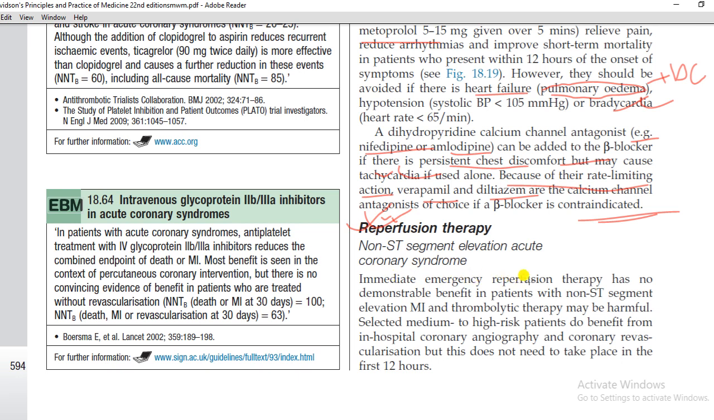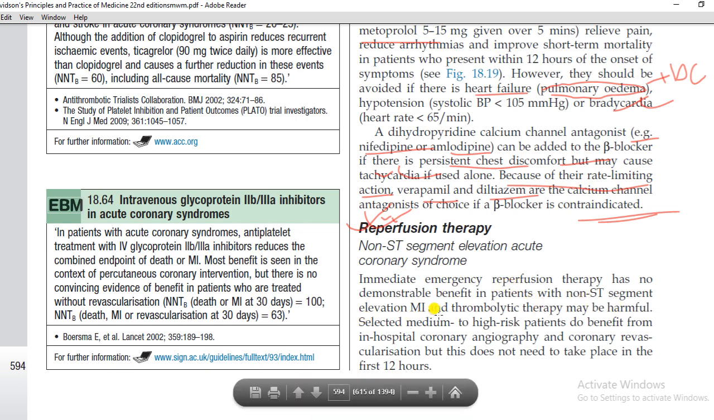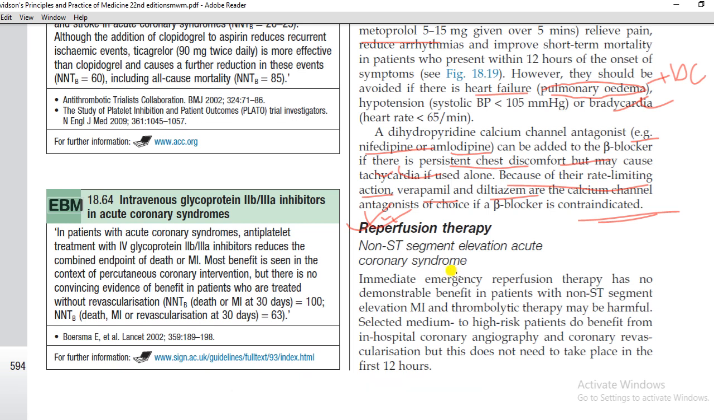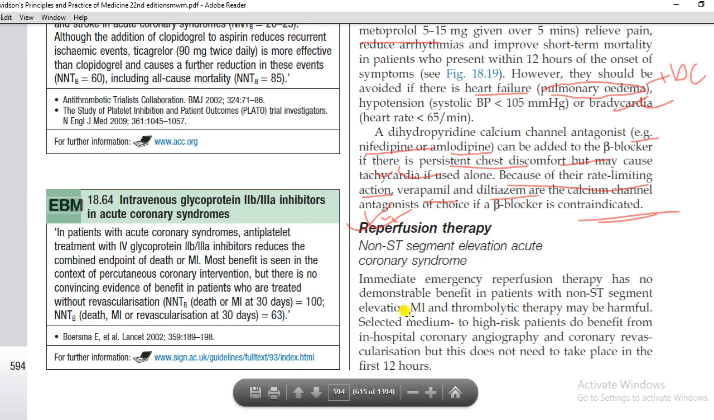Immediate emergency reperfusion therapy has no demonstrable benefit in patients with non-ST segment elevation myocardial infarction, and thrombolytic therapy may be harmful. Selected medium to high risk patients do benefit from in-hospital coronary angiography and coronary revascularization.